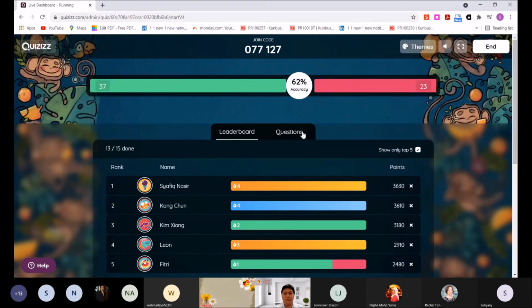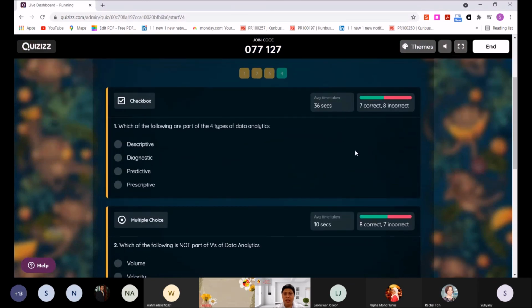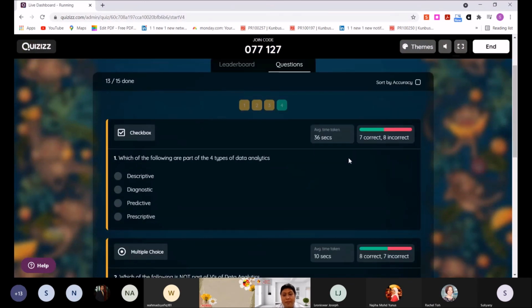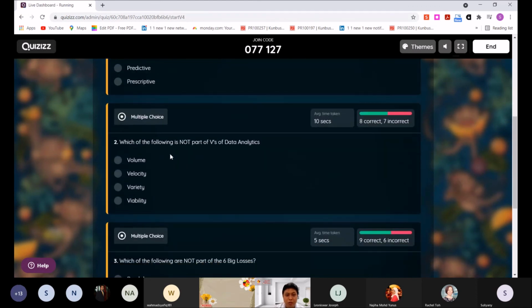Done, Rachel? Yeah. Okay, so let's look at the questions that you have. So let's go through some of the questions. Which of the following are part of the 4 types of data analytics? All these 4 are actually part of your data analytics types. So if you click all the checkbox, then that means you should get all correct.